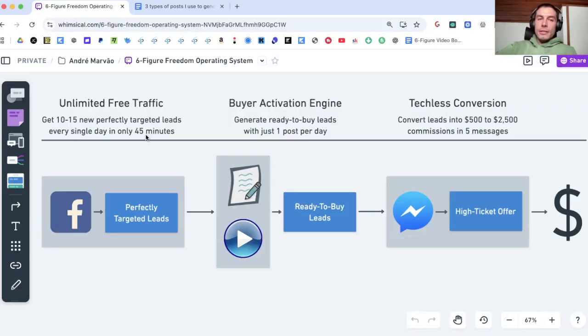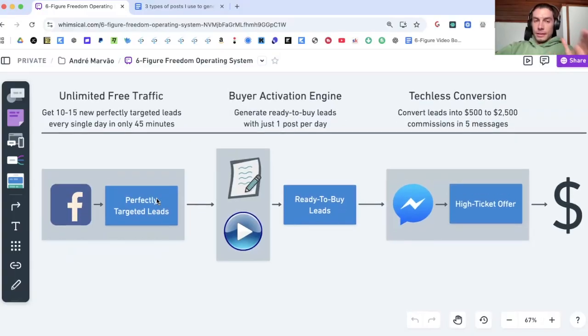Then we tap into Facebook's database of 3 billion users, and we go to the places where your ideal customers are hanging out, for example, groups and pages. We start bringing them to your following, and that's how you start getting perfectly targeted leads. So that's the first phase: we engineer your ideal customer, we go to the places on Facebook where they are hanging out, and we bring them to your following.